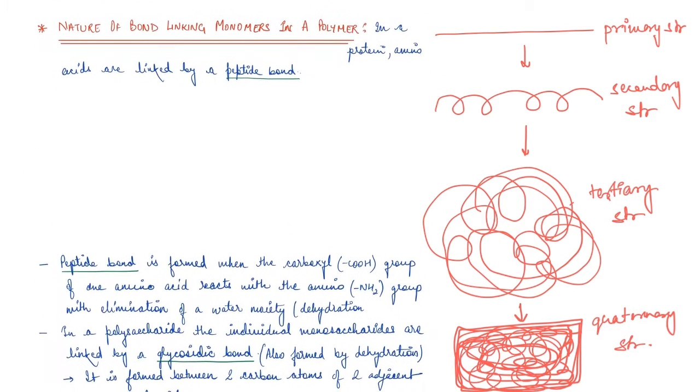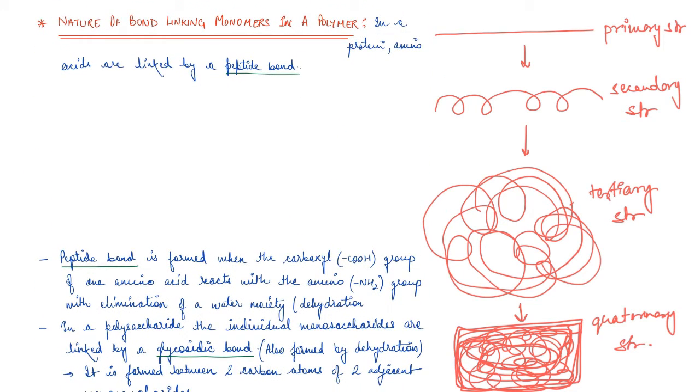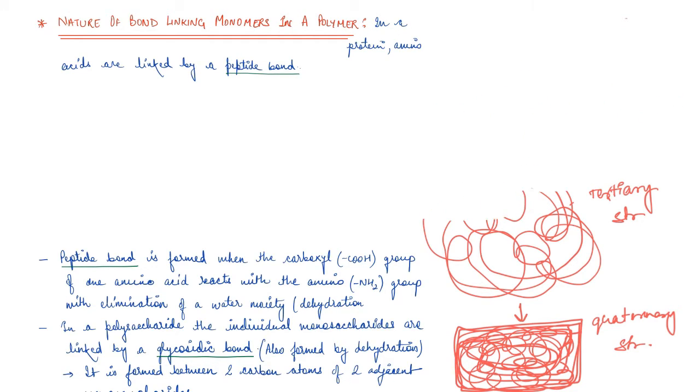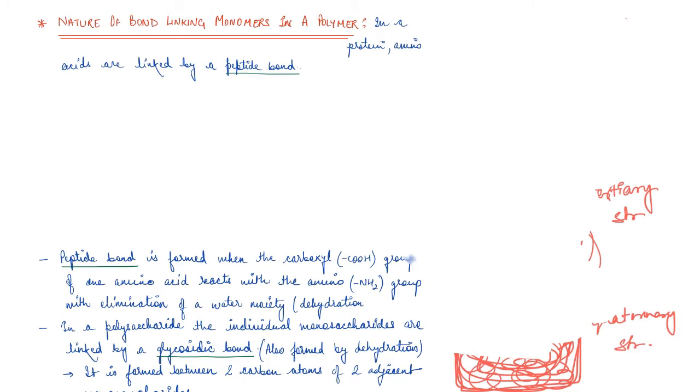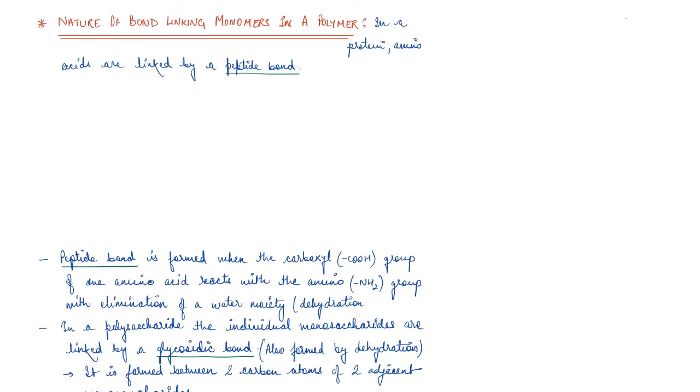Right. Now let's see what are the different types of bonds which are formed in the case of different polymers. In the case of proteins, the amino acids are linked with the peptide bond. Now, peptide bond is basically formed when carboxyl group, right? We saw that for the amino acid, one end is the amino group, then we have something, and the other end is the carboxyl group, right?